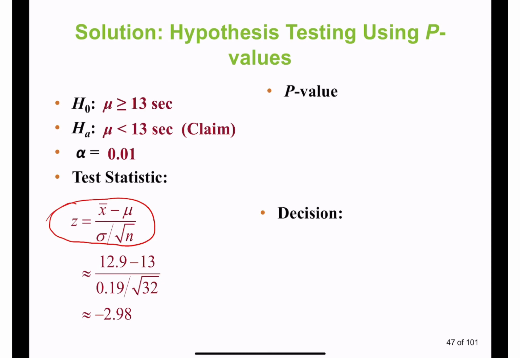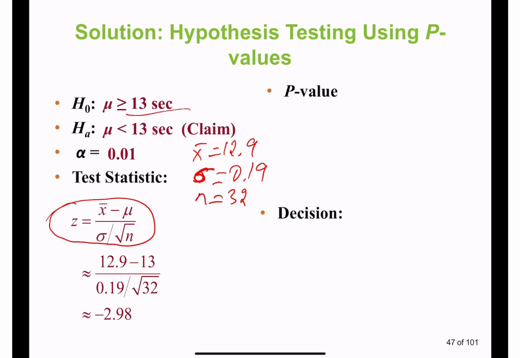So x bar minus mu. x bar is 12.9. Mu is 13 because we are testing 13, right? That's the claim. And 0.19, that's your s or sigma, your standard deviation, over the square root of 32, that's your n. Since the sample size is large, we can use it as the population sigma. So you do this calculation.